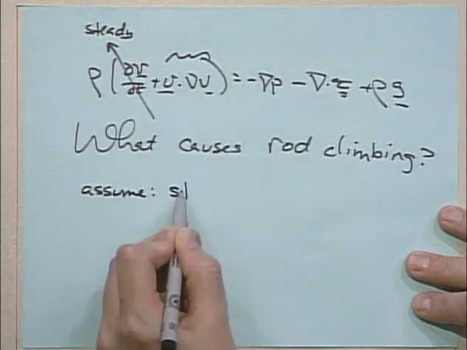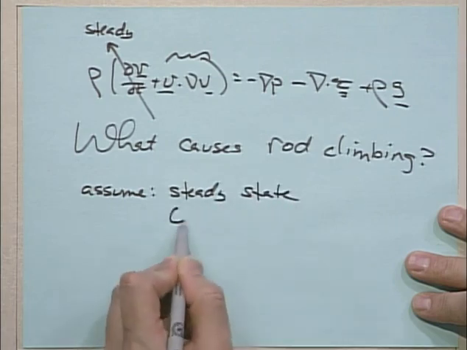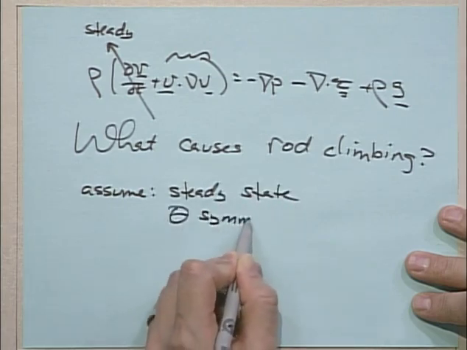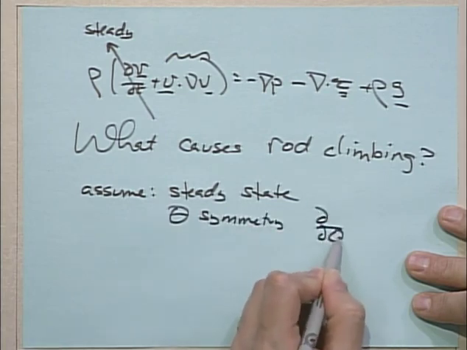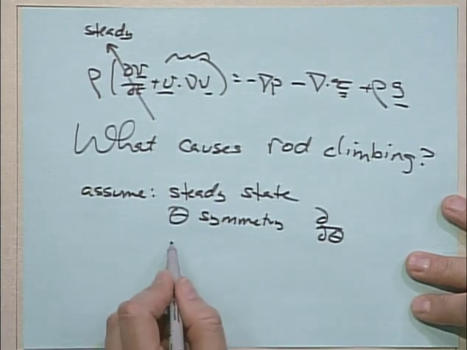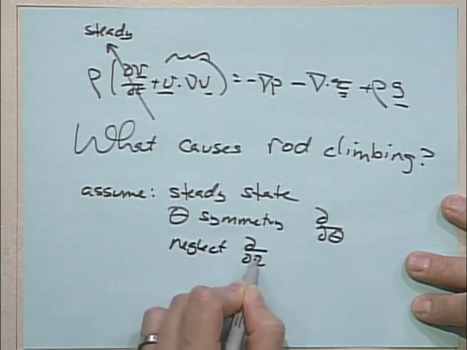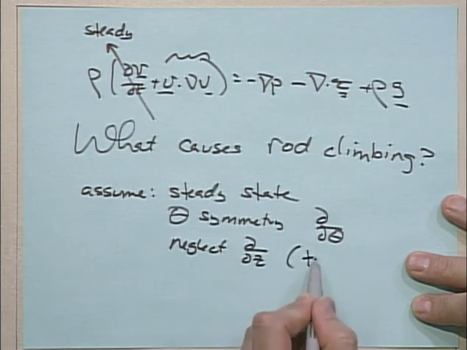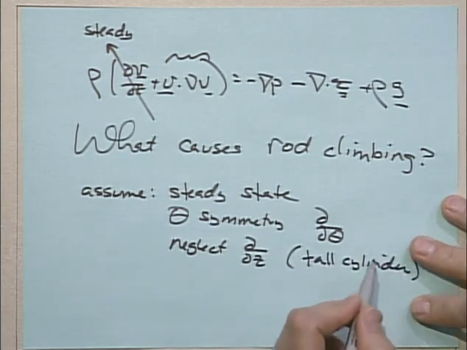So I'll assume steady state. I'm going to assume theta symmetry, so that will allow me to take care of all the d by d theta derivatives that appear everywhere. And I'm going to neglect variations in z. This is usually my tall cylinder assumption.